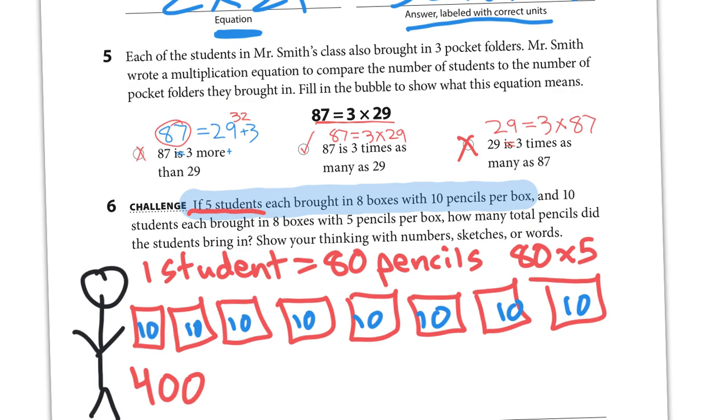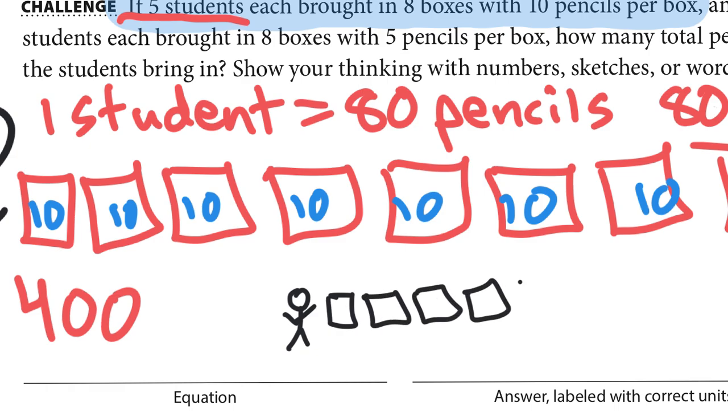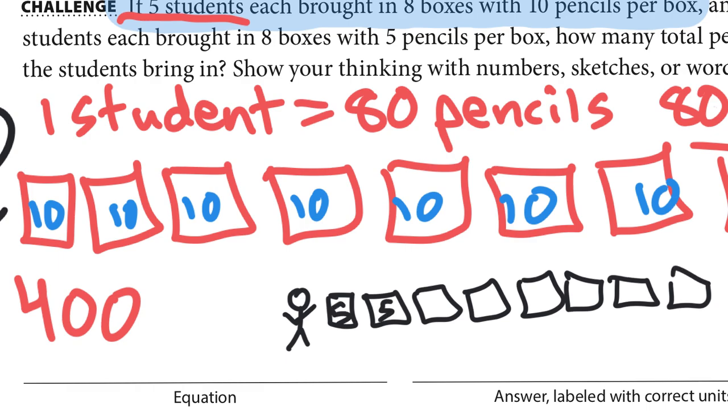Then it says, and 10 students each brought in 8 boxes with 5 pencils per box. Oh my goodness, that means I've got to draw again. So that means in this group, one student, if I draw maybe just a little smaller student here, they're going to bring in 8 boxes. 1, 2, 3, 4, 5, 6, 7, 8, with 5 pencils in each box. I like this because I like counting by 5s. I can do that pretty quickly, and I bet you could do that with me. Let's go for it. 5, 10, 15, 20, 25, 30, 35, 40. So these students brought 40.